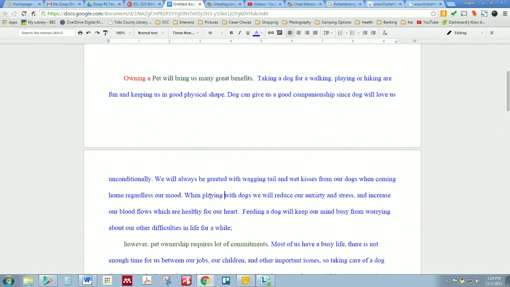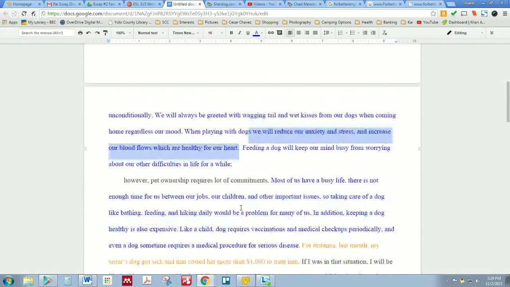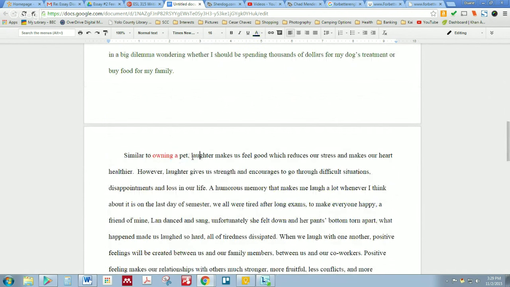Here. Playing with dogs will reduce our anxiety and stress, increase our blood flow, which is healthy for our heart. So those two topics are definitely here. So yes, similar to owning a pet, laughter makes us feel good, which reduces our stress and makes our heart healthier. So this is a transition sentence, and the real topic sentence is here.